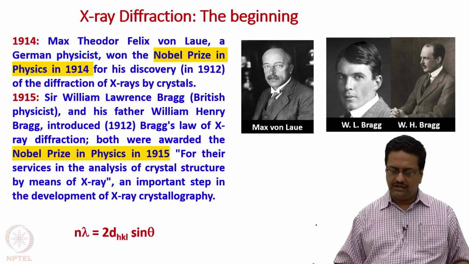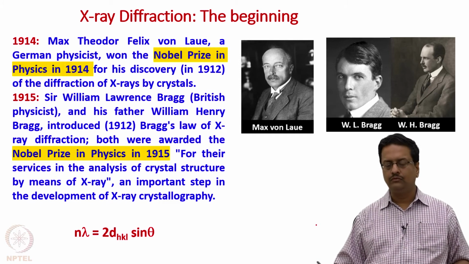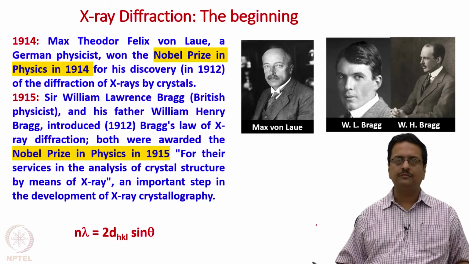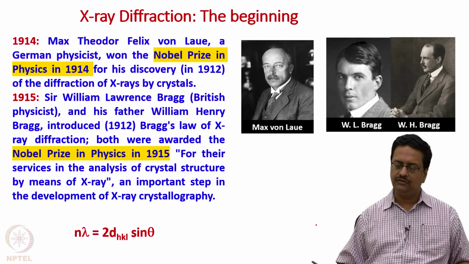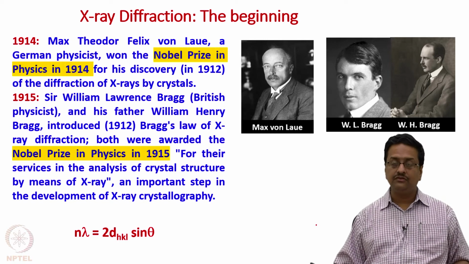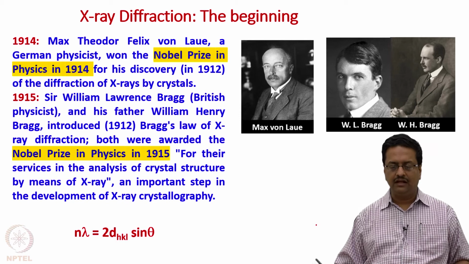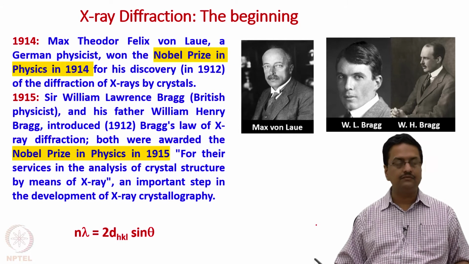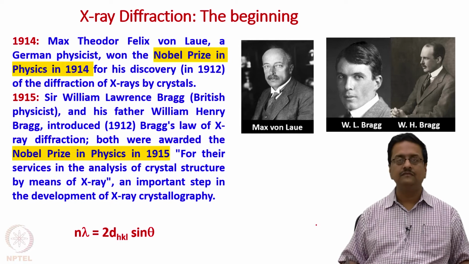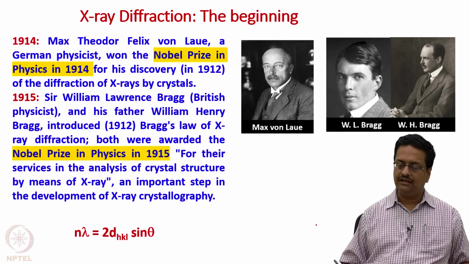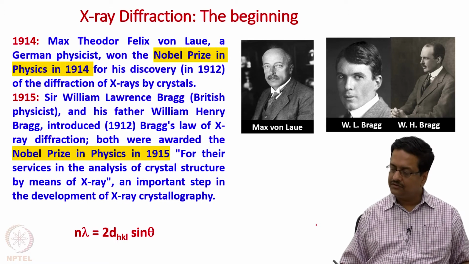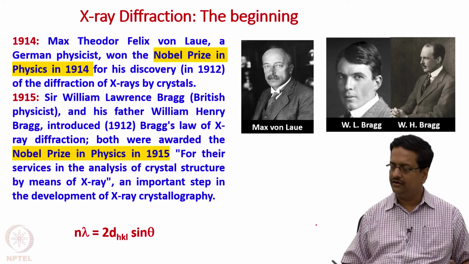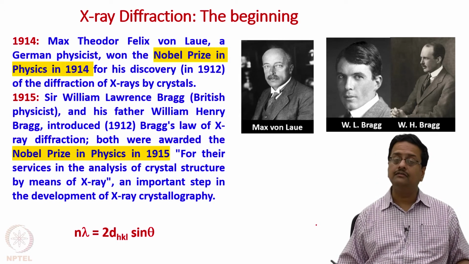Following his discovery and explanation, two people, William Lawrence Bragg, a British physicist, and his father, William Henry Bragg, introduced Bragg's law of X-ray diffraction, and both were simultaneously awarded the Nobel Prize in Physics in 1915 for their services in the analysis of crystal structure by means of X-rays, an important step in the development of X-ray crystallography. So you can see the photographs of Professor Laue, William Lawrence Bragg and William Henry Bragg.